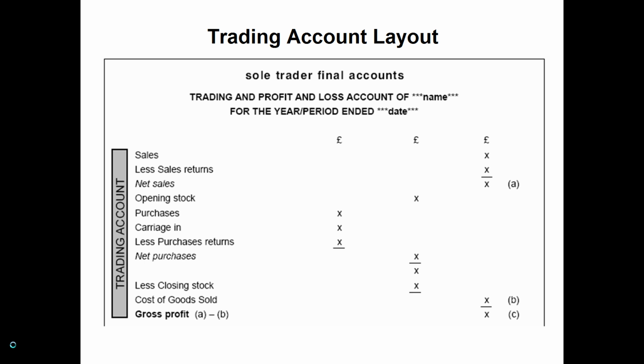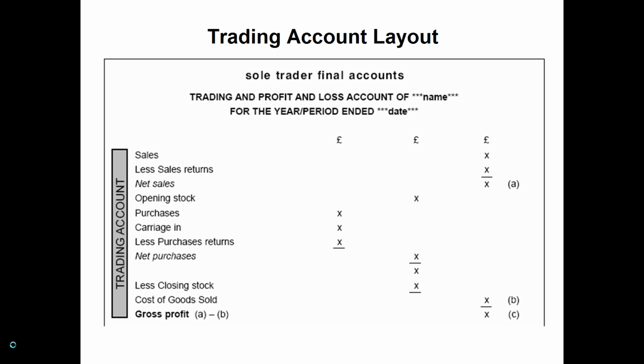We typically adopt a 3-column approach in terms of the numbers, and the column on the left has all the details, and we just start at the very top with sales. So there's no correlation between debits and credits in the final accounts. In this stage, we just use the values from the trial balance in terms of debits and credits, but there's no debits and credits in the trading account or any other section of the final accounts.